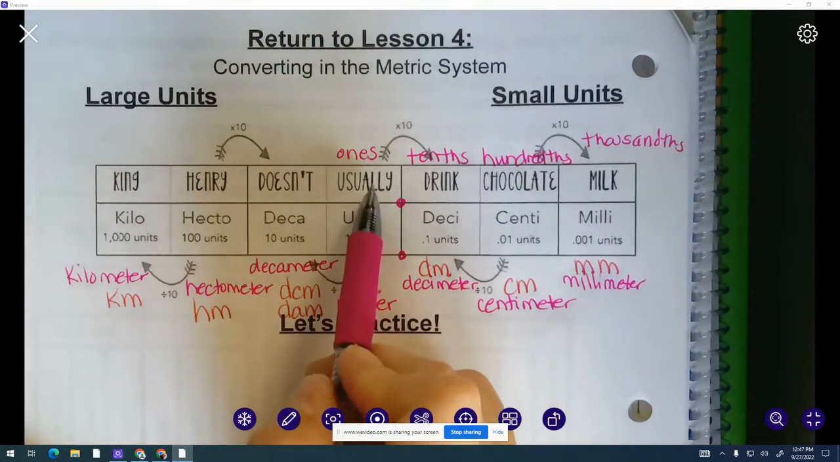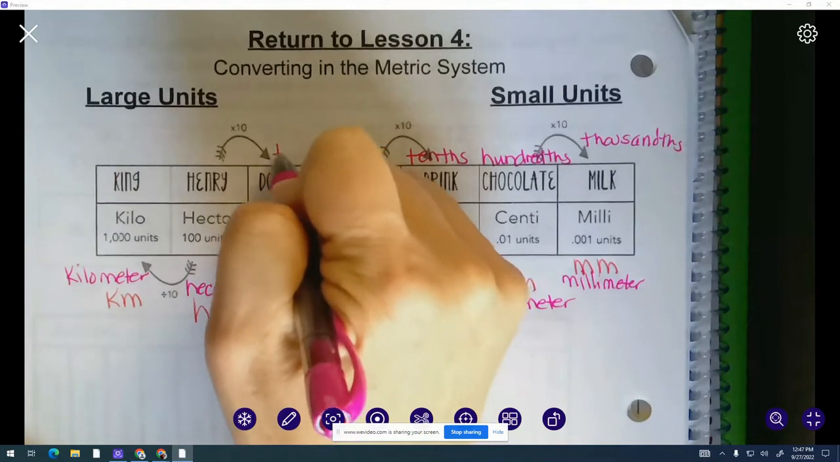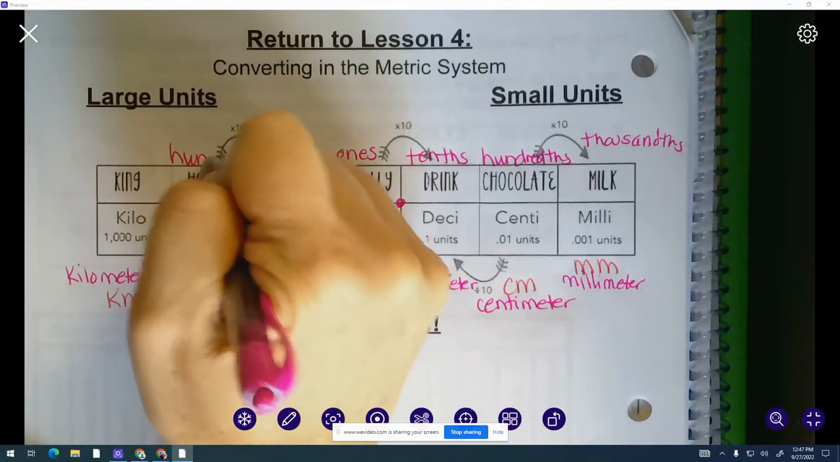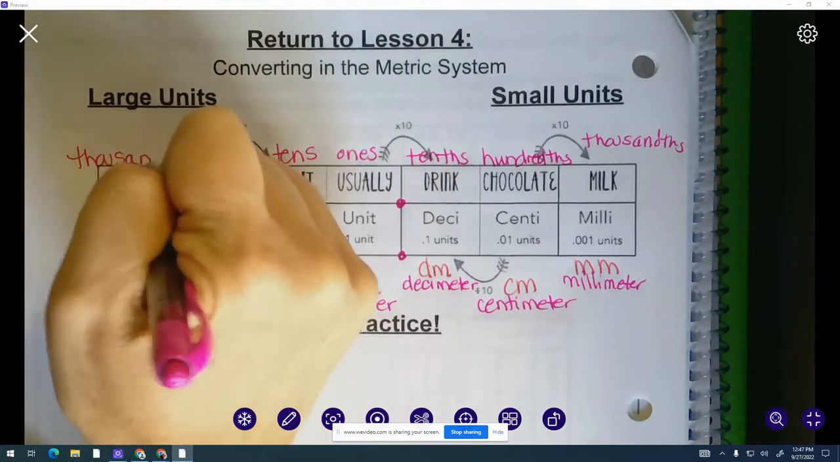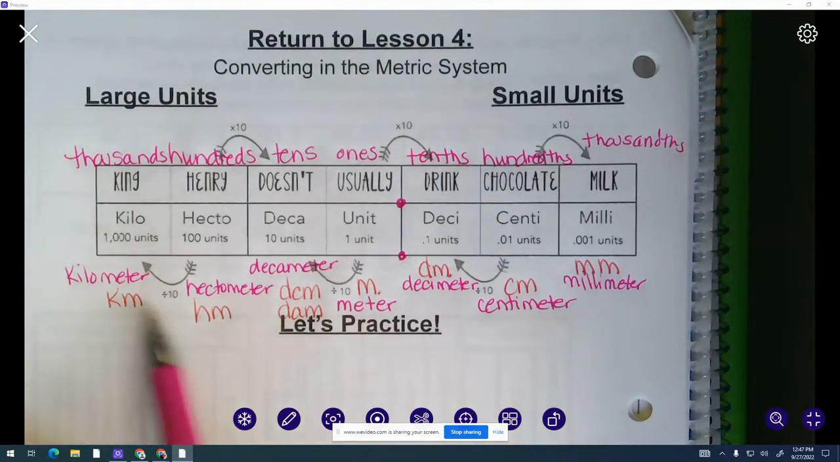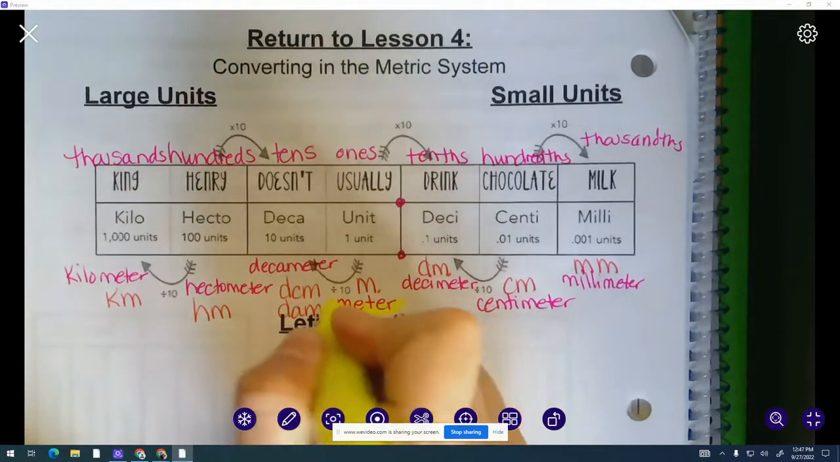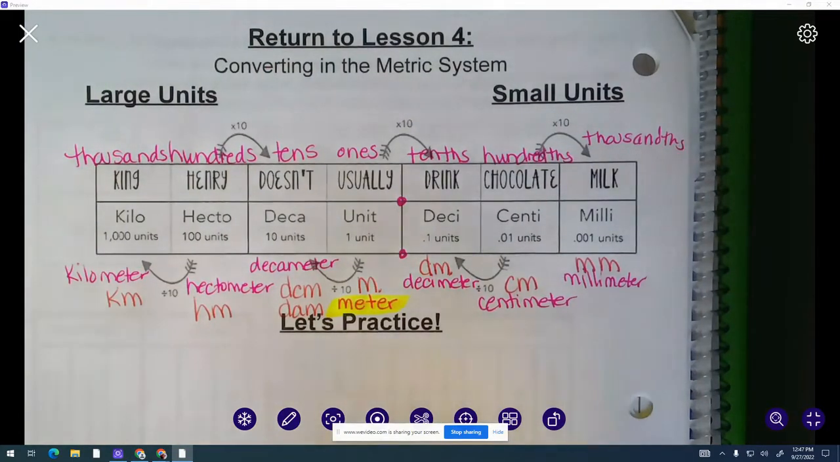To continue, if this is the ones place, here's the decimal. This would be the tens, which means here are the hundreds, and here are the thousands. Now I think we have enough information to get going. We're going to focus on meters here, being this unit, but later we'll also be talking about grams and liters. So we'll add to the chart.